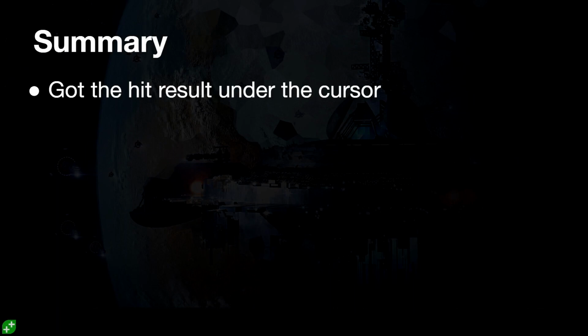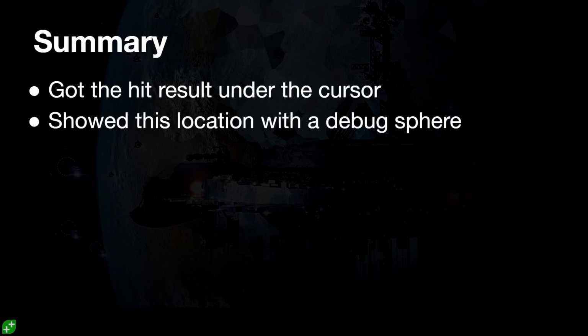So now we've gotten the hit result under the cursor. It took some work to get there, but now we have it, and we've proved it by showing this location with a debug sphere. This is a nice way to confirm that our trace hit is working. So now that we know it's working, we can use that location to rotate the turret on our tank. And we'll do that in the next video. I'll see you soon.